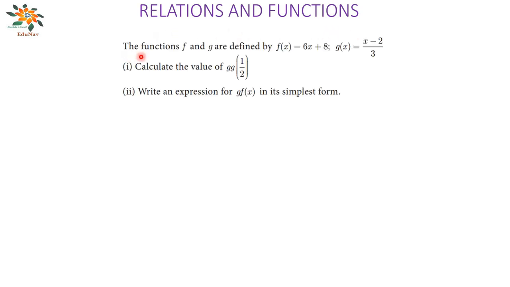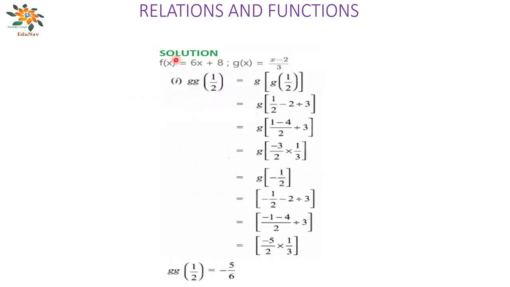Dear students, in this session we shall work one problem under the chapter Relations and Functions. The functions f and g are defined by f of x equals 6x plus 8 and g of x equals (x minus 2) whole divided by 3. Calculate the value of gog of half and also write an expression for g of f of x in its simplest form. Solution. First let us find out what is gog of half.